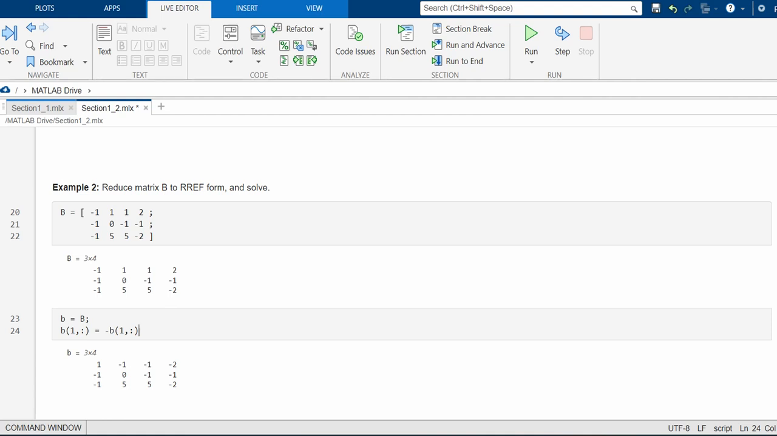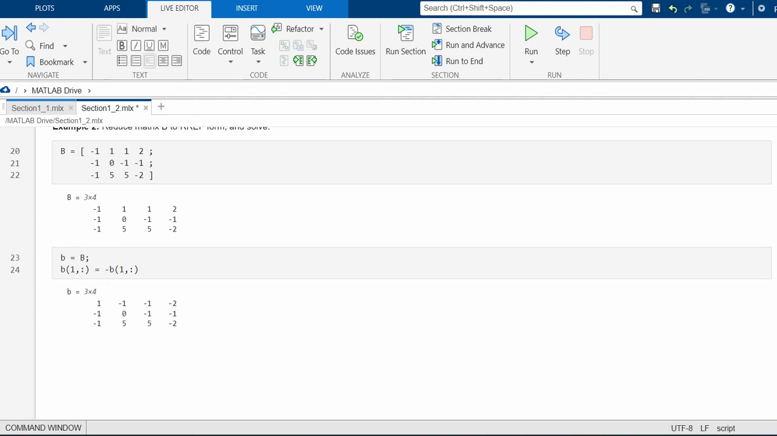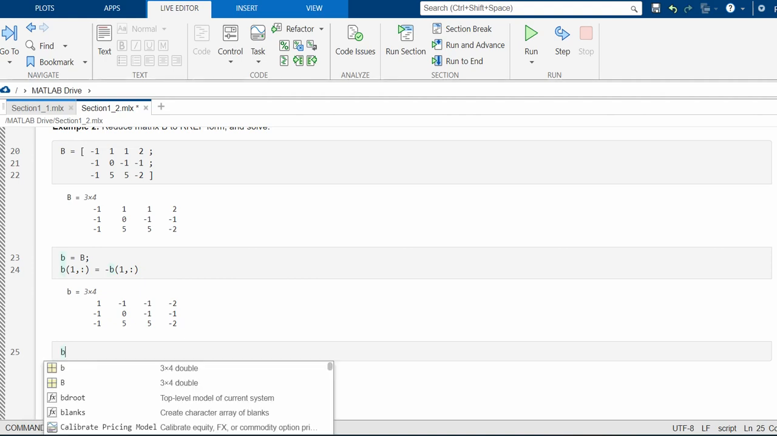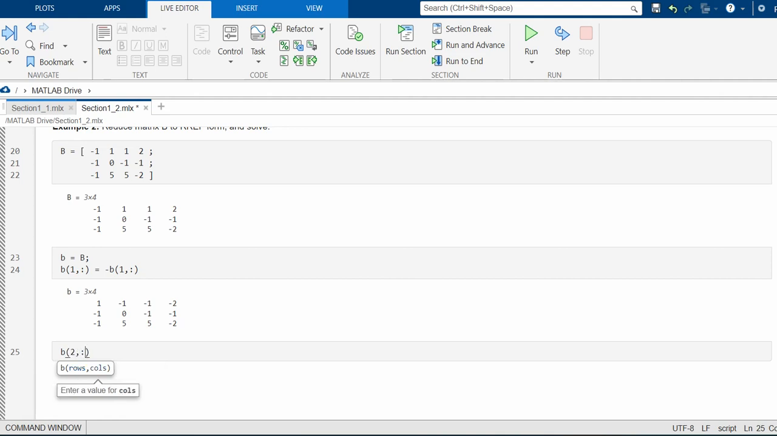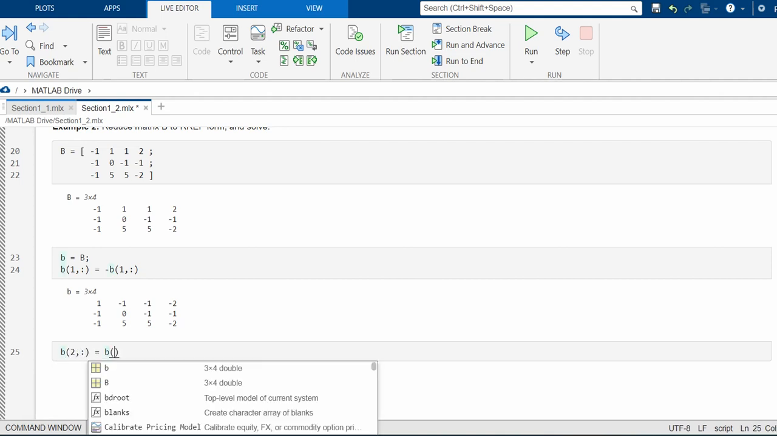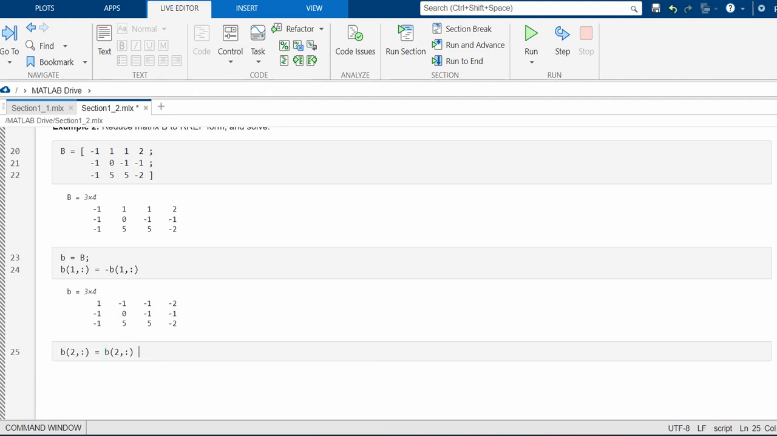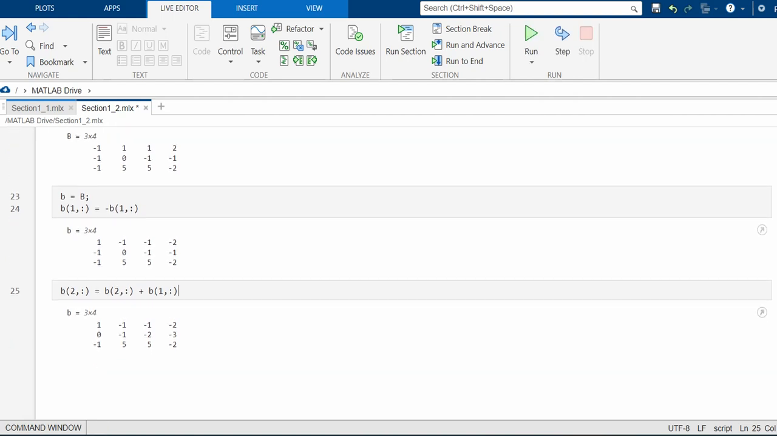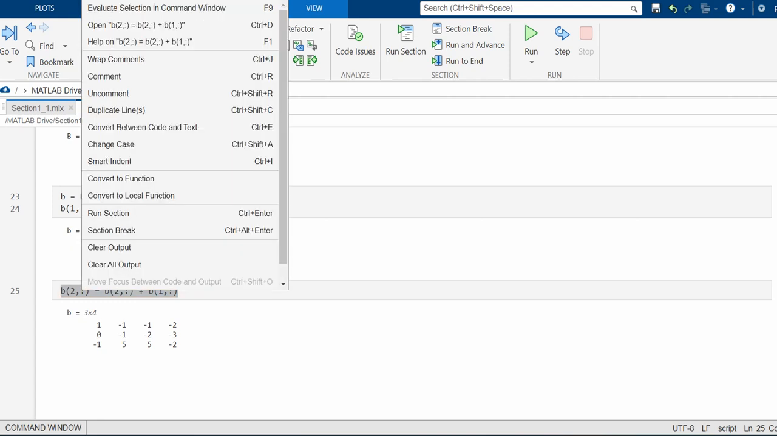Okay, now I'm going to get zeros below. So there we are, zeros below. What do I need to do? I just need to add rows 1 and 2, and then I need to add rows 1 and 3. So row 2 is going to be a copy of itself plus row 1, boom. And notice that we did get the 0 that we need. I'm going to copy paste this.